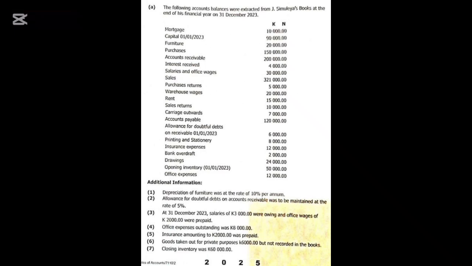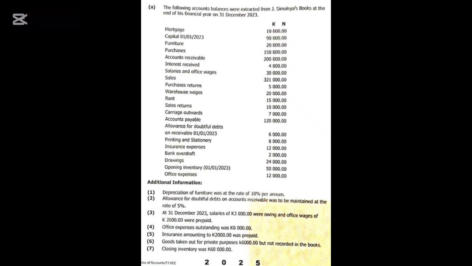Office expenses outstanding was 8,000 kwacha. Insurance amounting to 2,000 was prepaid. Goods taken for private purposes 6,000 but not recorded in the books. Closing inventory was 60,000. So this is what we have under the additional information.